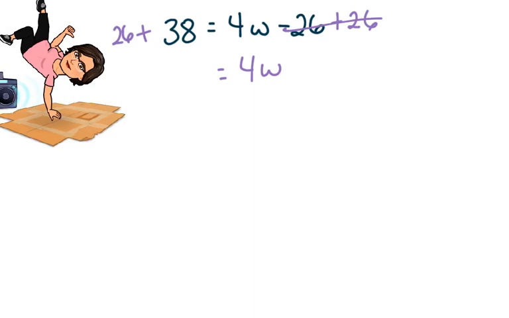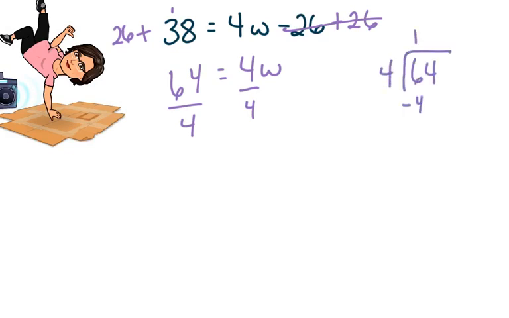And then 26 plus 38. 6 plus 8 is 14. 2 plus 3 is 5, plus 1 is 6. Then I'm going to divide both sides by 4. 64 divided by 4. 4 will go into 6 one time. 4 will go into 24 6 times. And so we have 16 equals W.